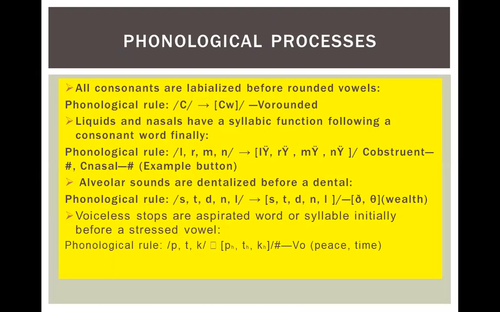When it comes to phonological processes, all consonants are labialized before rounded vowels, and here is the rule. Liquids and nasals have a syllabic function following a consonant word finally, for example, button. Alveolar sounds are dentalized before a dental, for example, well. And voiceless stops are aspirated word or syllable initially before a stressed vowel, for example, peace and time.